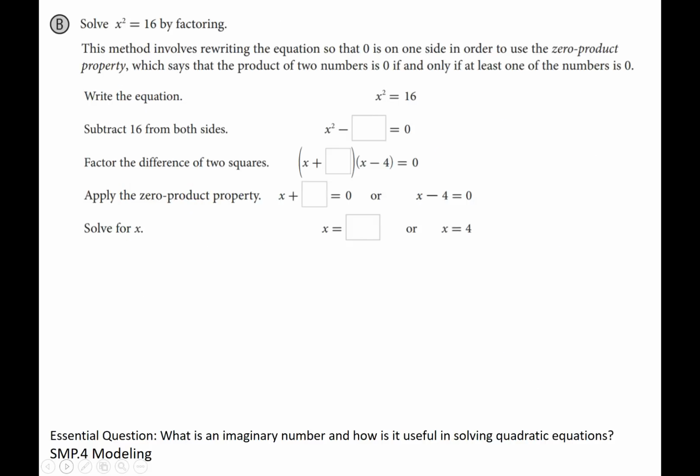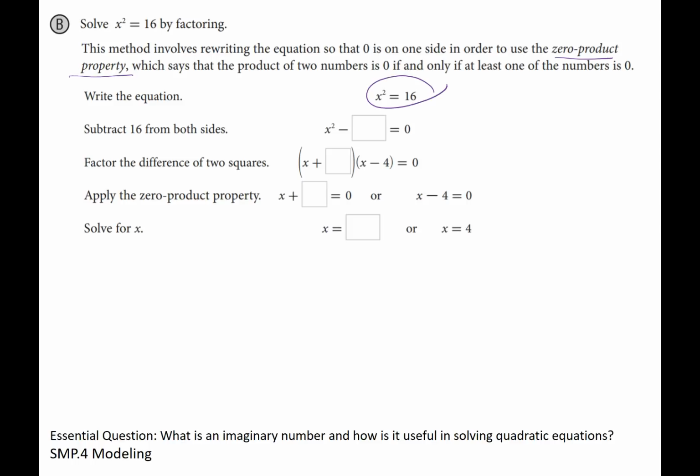All right, this is by factoring. So I'm going to step through it, and we'll talk kind of about which factoring this is. This method involves rewriting the equation so that 0 is on one side in order to use the zero product property. And you're going to hear me harp on that zero product property quite a bit, which says that the product of 2 numbers is 0 if and only if at least one of the numbers is 0.